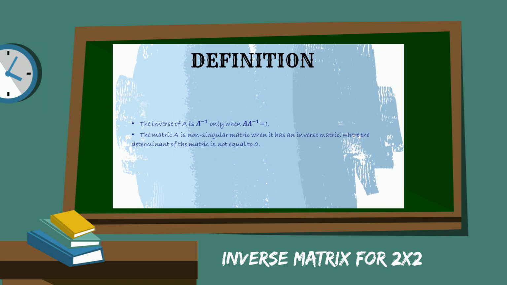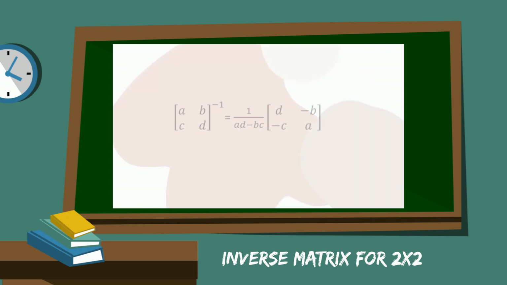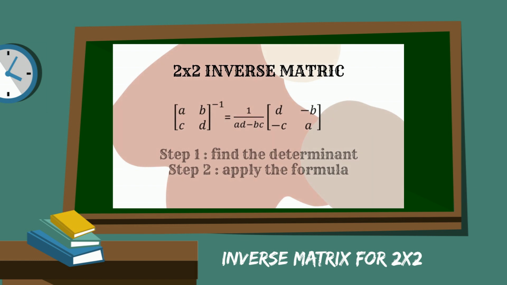The definition of inverse matrix is that the inverse of A is A minus 1 only when A times the inverse matrix of A is equal to the identity matrix. The matrix A is a non-singular matrix when it has an inverse matrix, meaning that the determinant of the matrix is not equal to 0. So we're going to do the 2 times 2 inverse matrix.